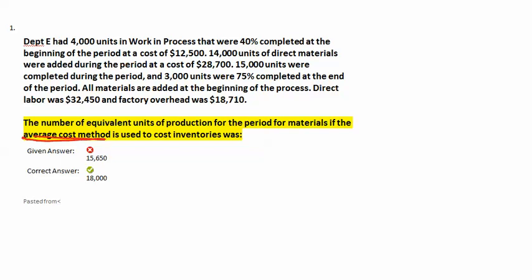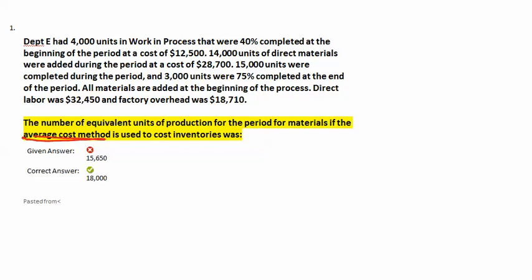We're going to take the materials from the last month in the beginning inventory and average it in with this month. So we're going to consider it all. Remember, under the first in, first out method, we only considered the inventory that was added during the period. We would ignore the materials from the previous period. Here we're not. So we're going to take a look, and it says we have 4,000 units in work in process, 40% complete. Now, I don't care about the amount of completion because I'm looking at just materials.